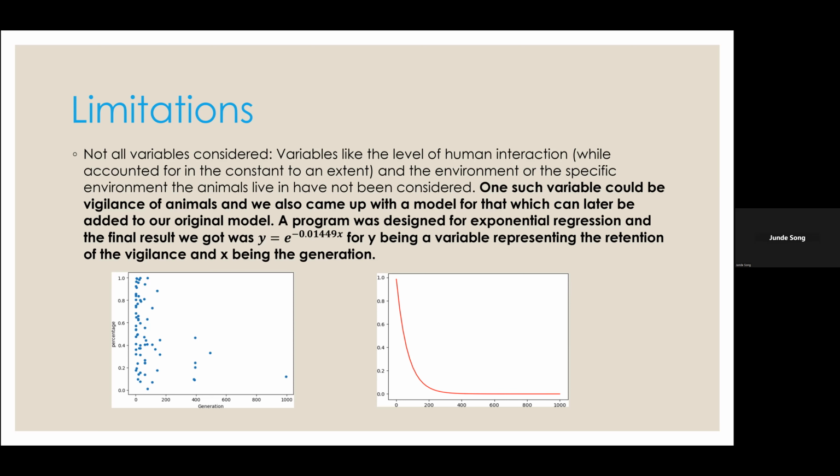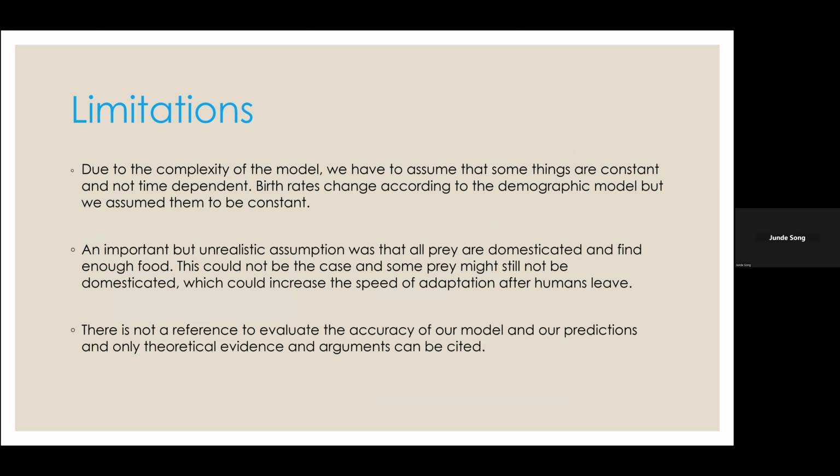Y is the variable representing the percentage of the mean value of the original value, and x is the generation. Due to the complexity of the model, we have to assume that some things are constant and not time dependent. For example, birth rates change according to the demographic model, but we assume them to be constant. Also, another unrealistic assumption was that all prey are domestic and find enough food. This might not be the case, and some prey might still not be domesticated.